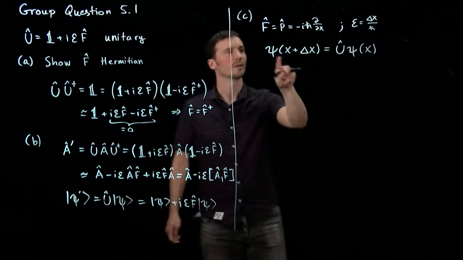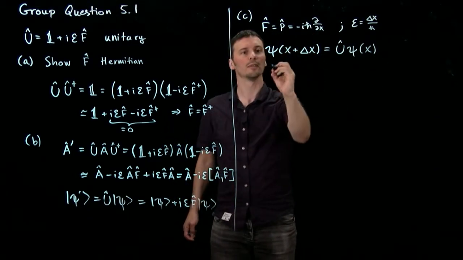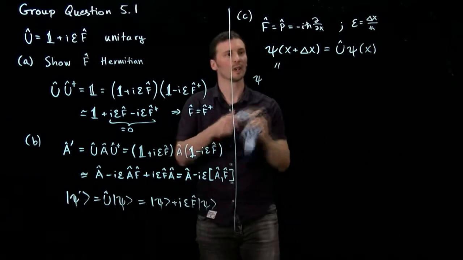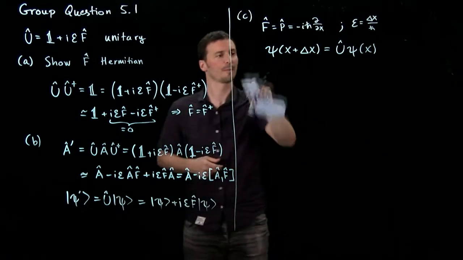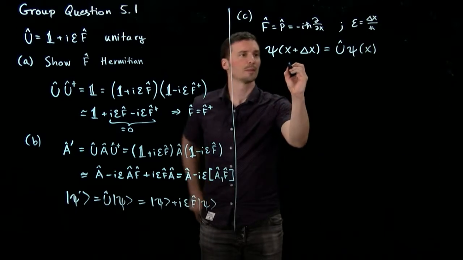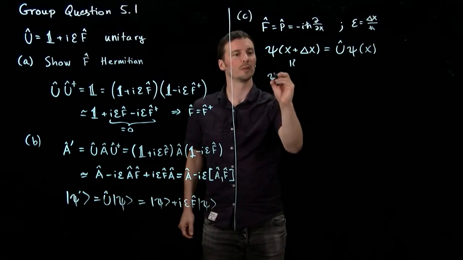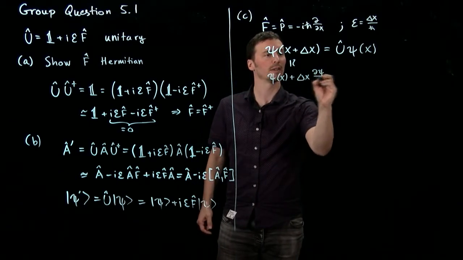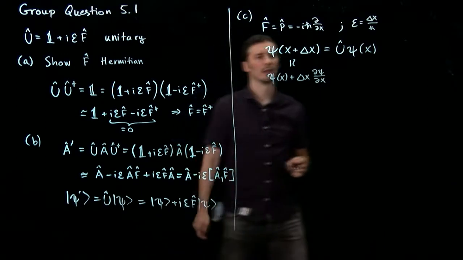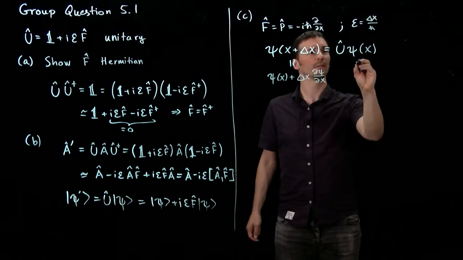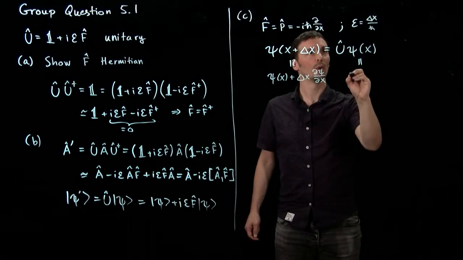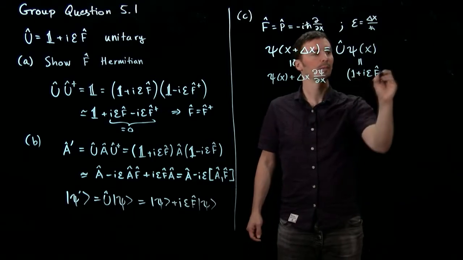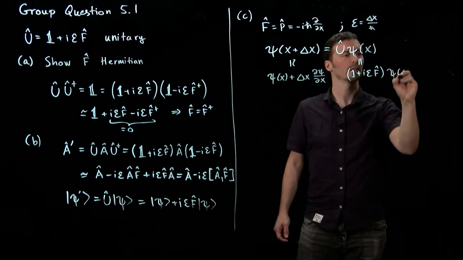So in order to do this, we just take our left-hand side here and we expand it. This is approximately equal to psi of x plus delta x d psi dx, right? And now the right-hand side here is equal to 1 plus i epsilon f times psi of x, right?